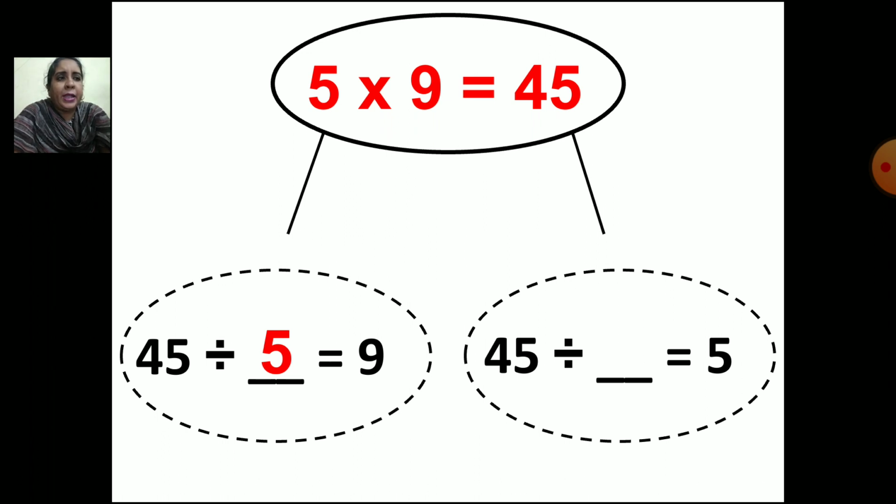45 divided by dash equal to 5. Now how are you going to do it? In the table of 5 you get 45. So you will say the table of 5. 5 ones are 5. 5 twos are 10. 5 threes are 15. 5 fours are 20. 5 fives are 25. 5 sixes are 30. 5 sevens are 35. 5 eights are 40. And 5 nines are 45. Right? So what will come in the dash? 9. So 45 divided by 9 is equal to 5.